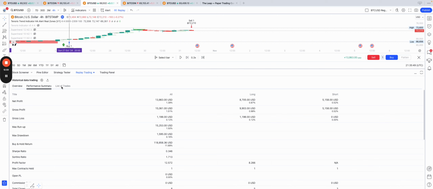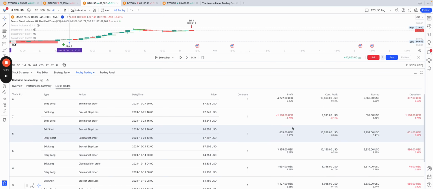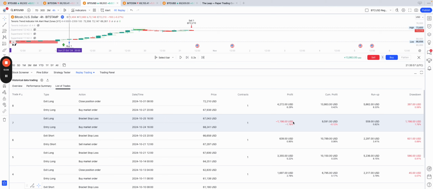Here's our list of trades. So here are our trades. We had one loss here for about $1,100.